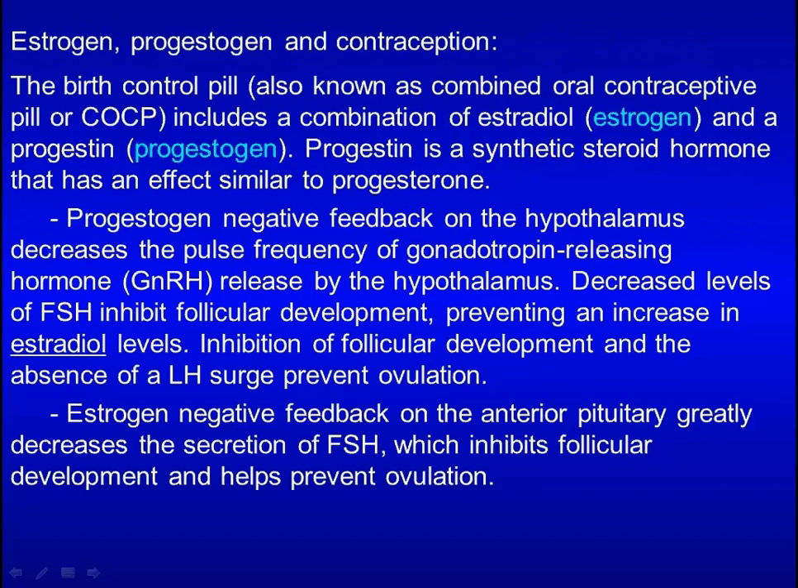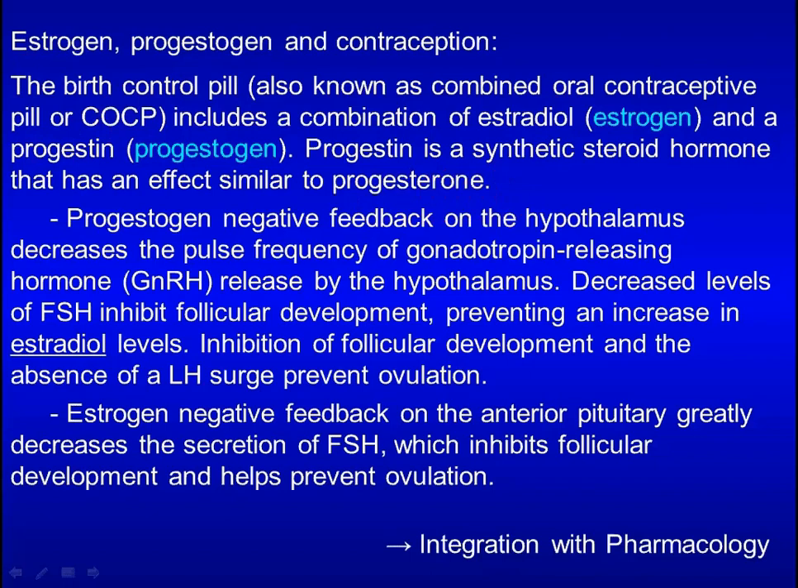Here is integration with pharmacology. The birth control pill is also known as combined oral contraceptive pill. It includes a combination of estradiol and a progestin. Progestin is a synthetic steroid hormone that has effects similar to progesterone. Progesterone is a progestogen.